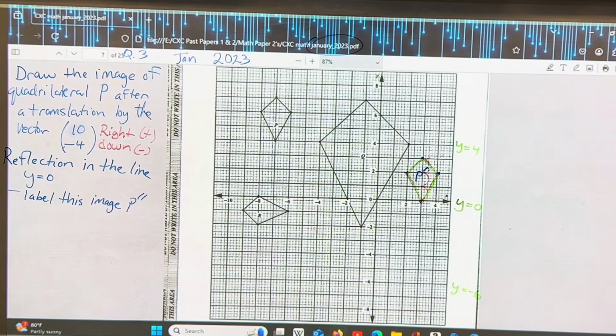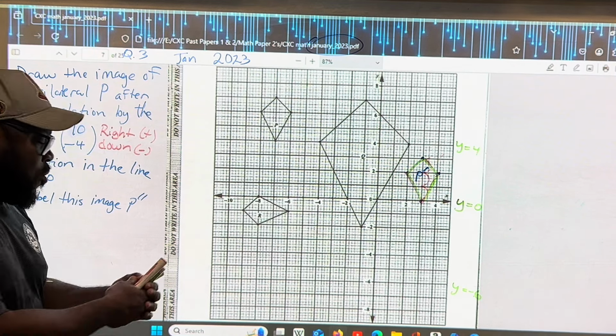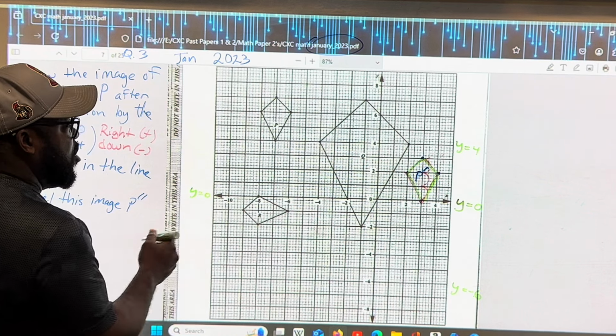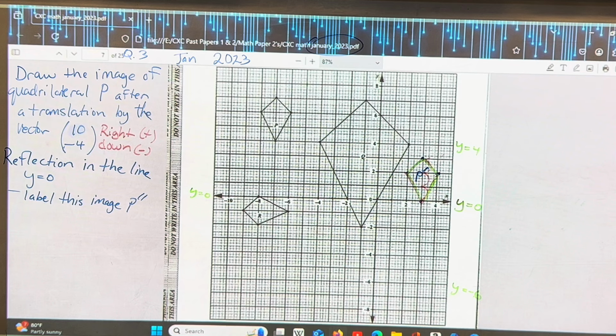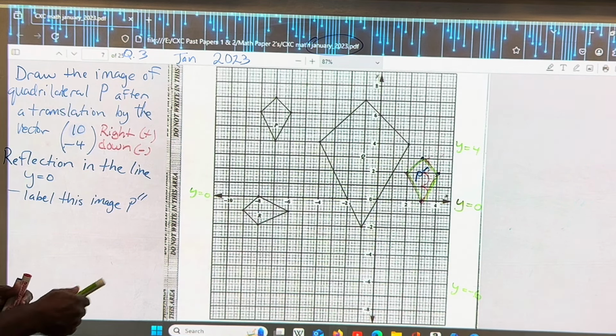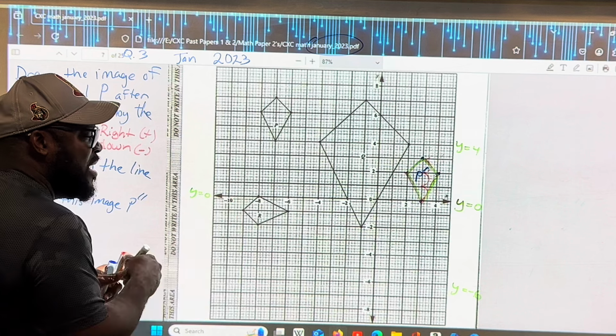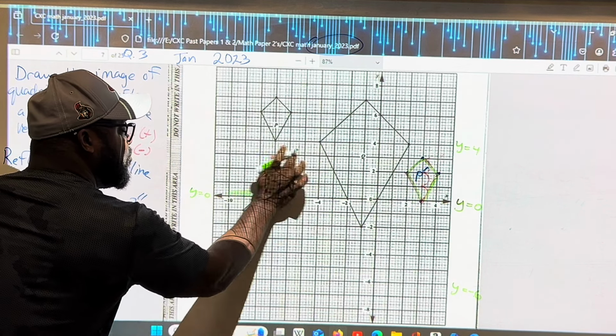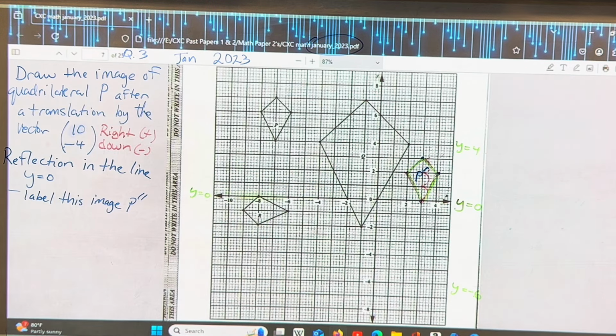Okay, good. So reflection in the line y equals 0. See here, y equals 0 is here. Good. What is a reflection? What does a reflection require you to do? I gave you some properties of a reflection. You have to find a mirror line. The mirror line will be this, obviously. The x-axis will be the mirror line.